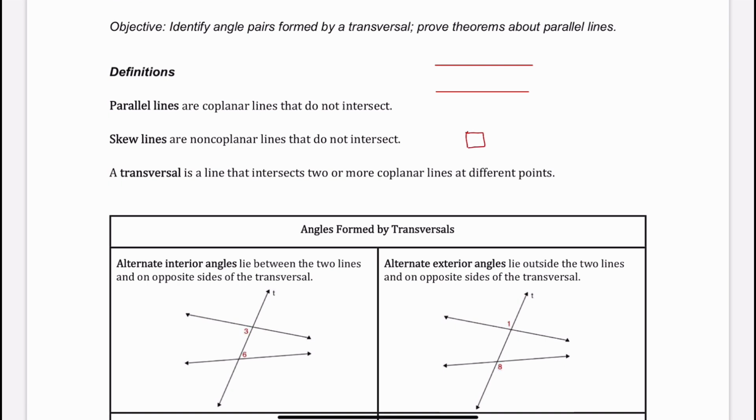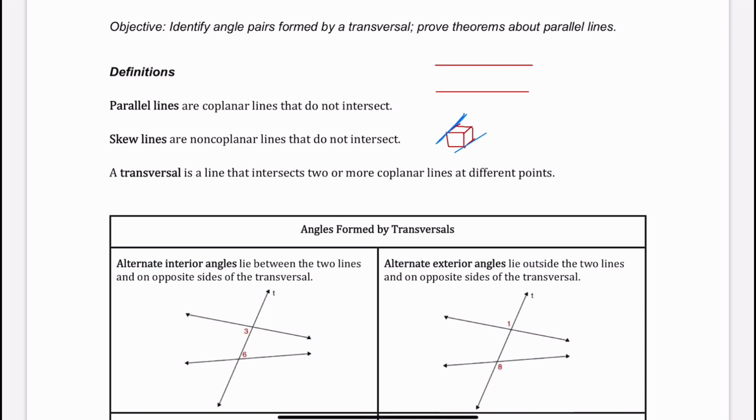So for example, on a cube, I could have this line here that is not on the same plane as this line here, but those two lines would not intersect.